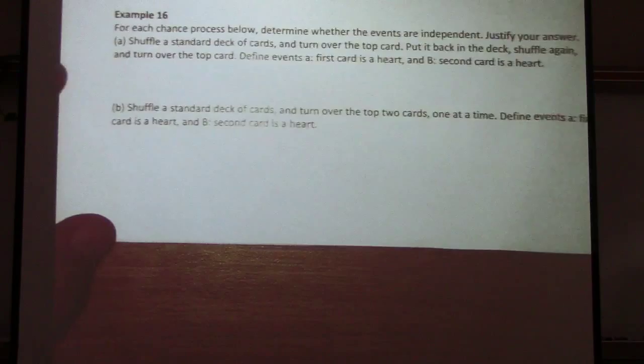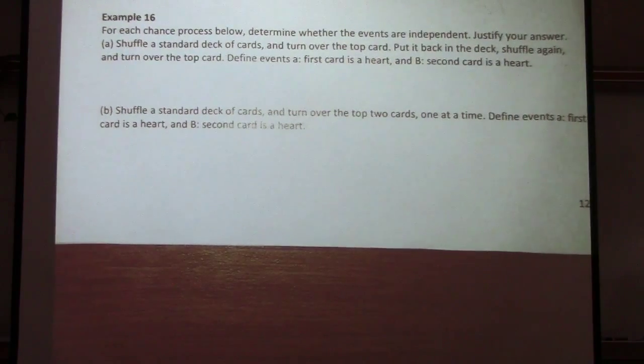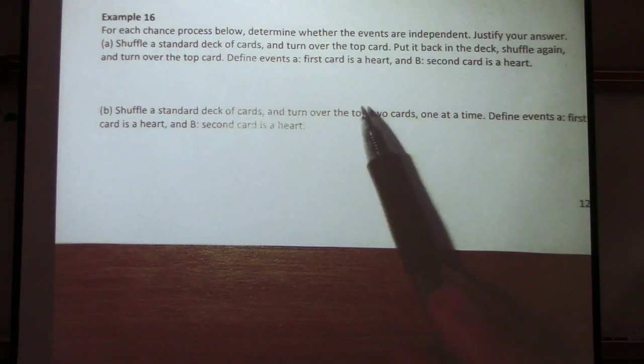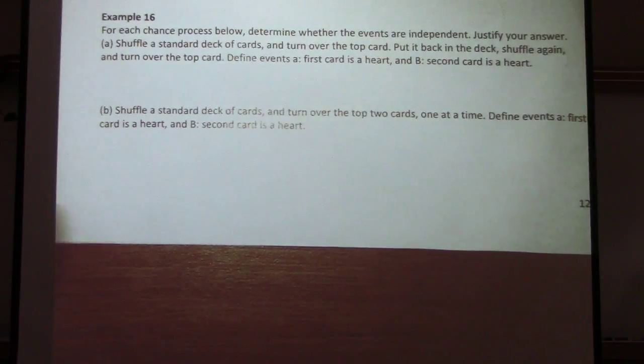For the next 3 examples here, we're going to decide if the events are independent. Example A. Shuffle a standard deck of cards and turn over the top card. Put it back in the deck and then shuffle again, and turn over the top card. Define event A as the first card is a heart and event B as the second card is a heart. So are event A and event B independent here?